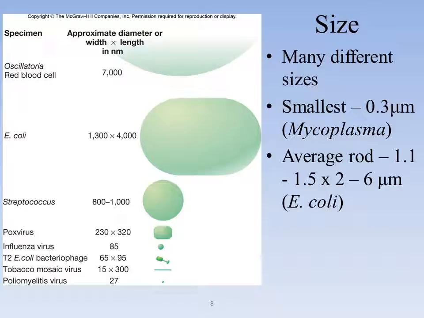Average size bacteria, an average size rod, would be something like E. coli, which you can see here, which is about anywhere from 1 micrometer in width to about 2 to 6 micrometers in length. And so E.